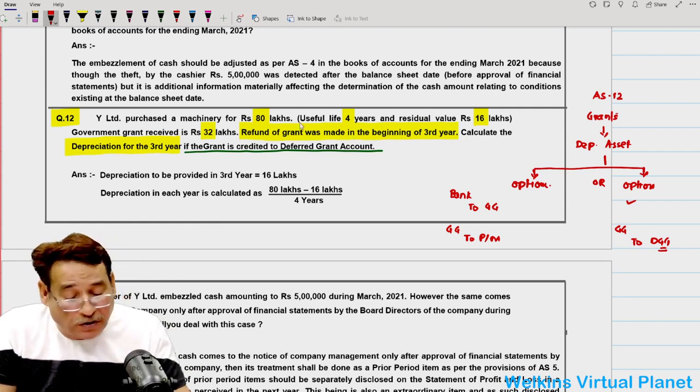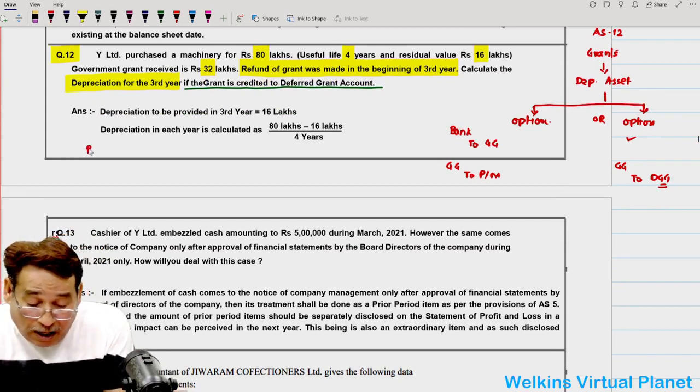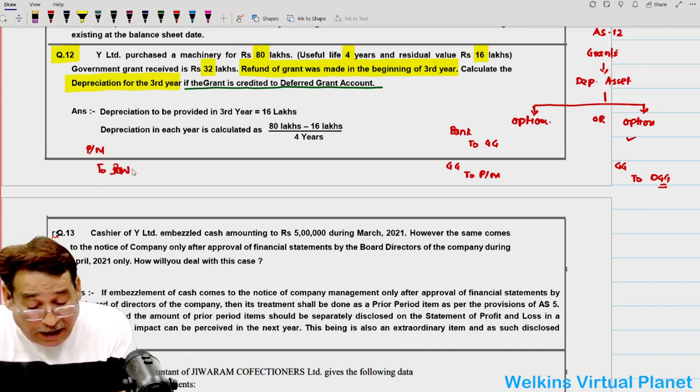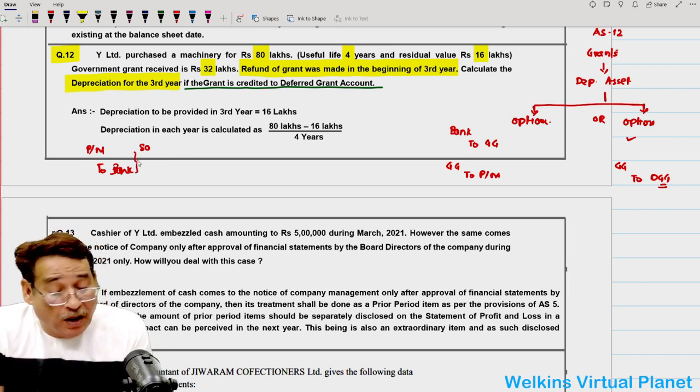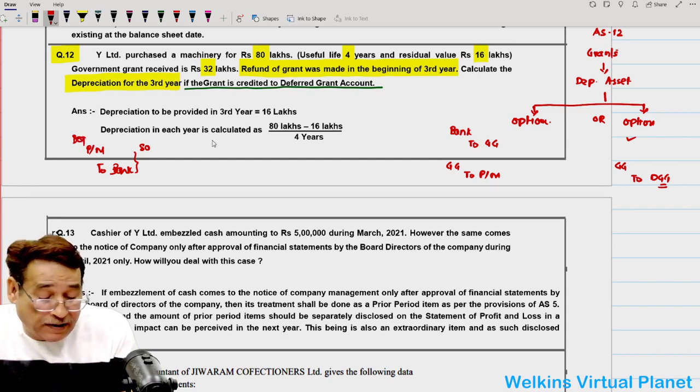That means in this particular case, you purchased a machinery for 80 lakhs. If you are going to purchase the machinery for 80 lakhs, your entry will be, first of all, plant and machinery account debit to bank account or cash account, whatever you may like. 80 lakhs worth of machinery you have purchased in the beginning of the first year, quite obviously.